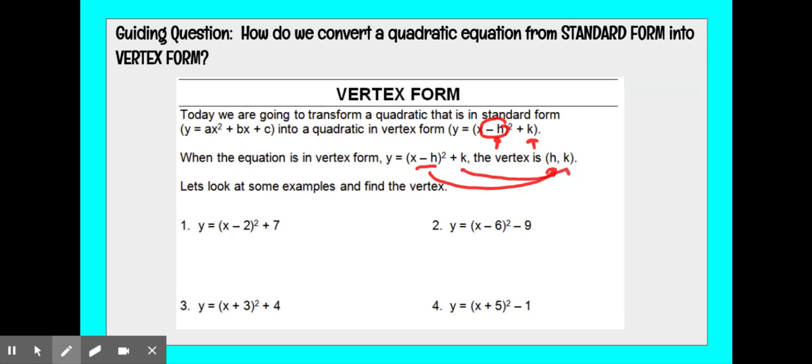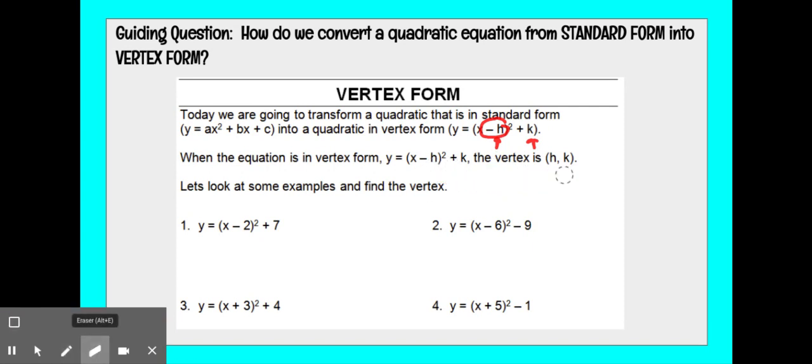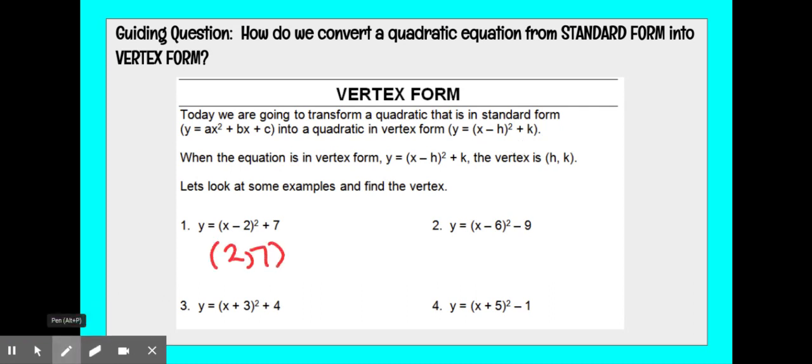So it's really important when you're trying to find the vertex of a quadratic in vertex form that you know to do that. For the first one, the vertex is going to be 2, 7. You could plug this in your calculator and go to your table and prove that the actual vertex, the turning point, is 2, 7. Again, this number is negative 2, so it gets pulled out as the opposite, and that number stays the same. The vertex for number 2: this number gets pulled out as the opposite, so it's 6, and then this number stays the same, so it's negative 9.